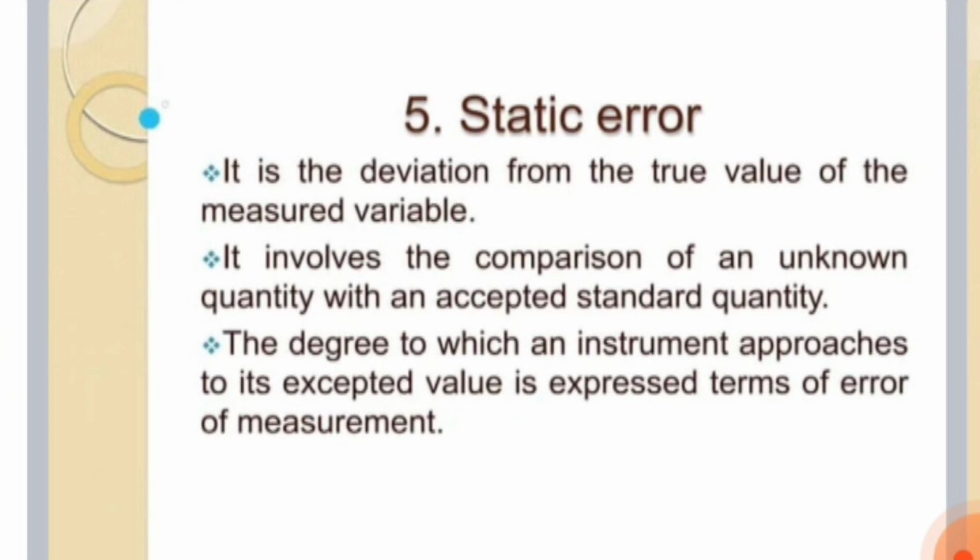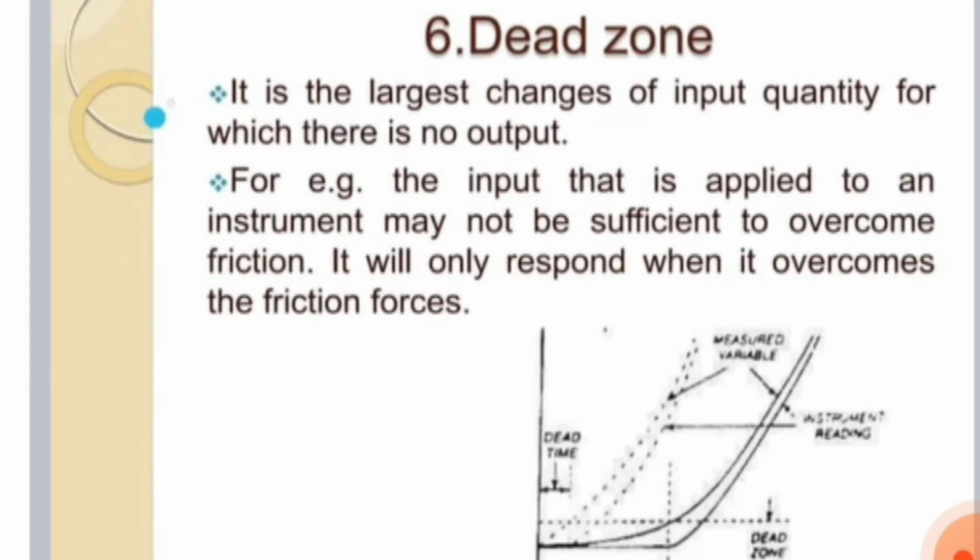Static error. It is the deviation from the true value of the measured variable. It involves comparison of an unknown quantity with an accepted standard quantity. The degree to which the instrument approaches its accepted value is expressed in terms of error of measurement.